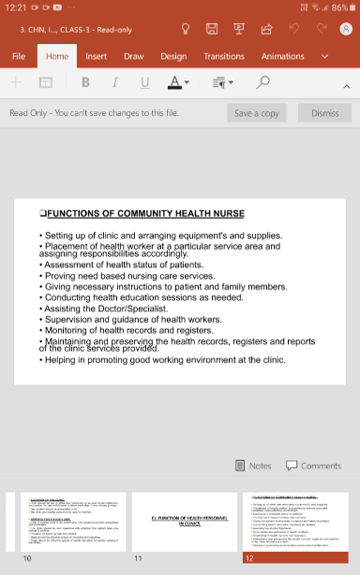So as a community health nurse, if I am working there, I should maintain a good setup in that clinic, arrange the equipment and supplies, and place the health workers at particular service areas, assigning responsibilities accordingly. Each and every health personnel should maintain their own service area.